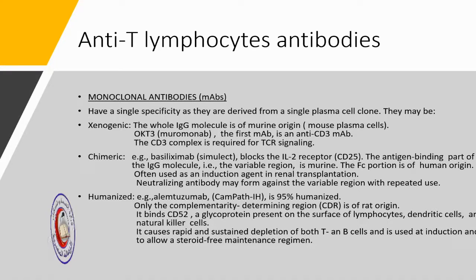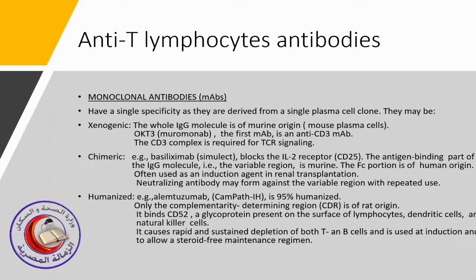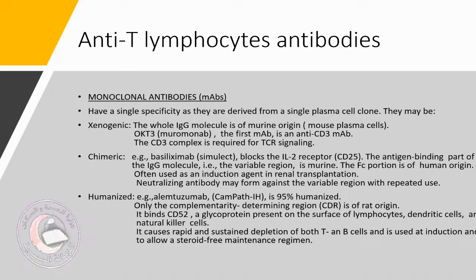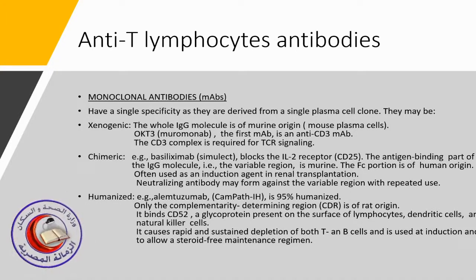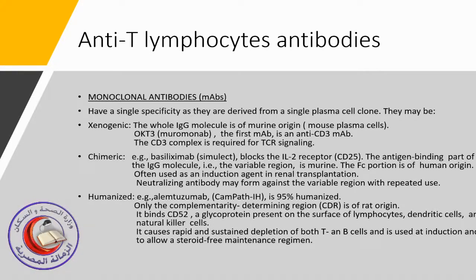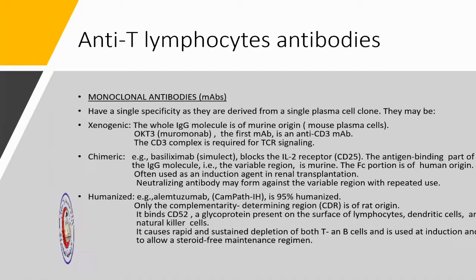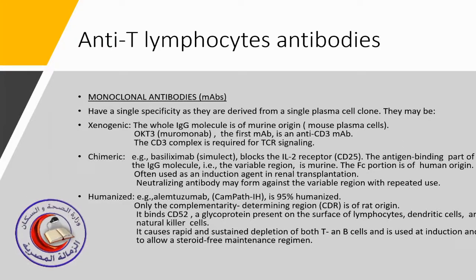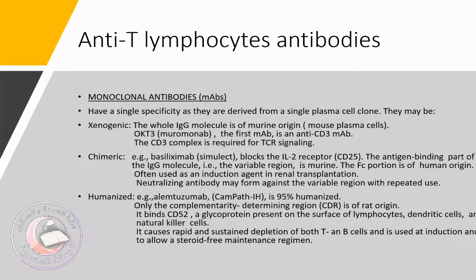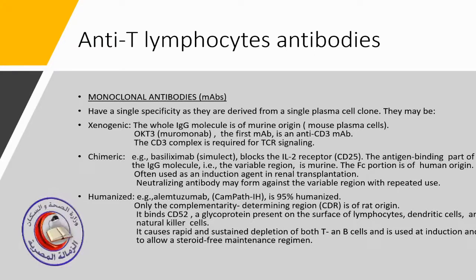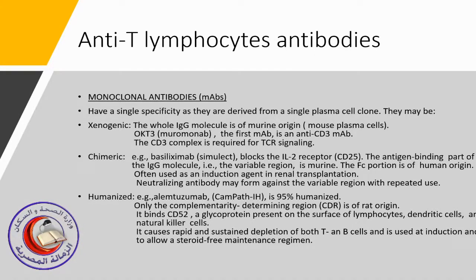A chimeric means that a part is human and a part is animal. The chimera is a mythical animal with the body of a lion, the tail of a serpent, wings, etc. So chimeric means made of parts from different animals. An example is basiliximab. And remember, the mab at the end stands for monoclonal antibody, and the xi preceding the mab means that the antibody is chimeric, partly animal, partly human. The trade name is Simulect.